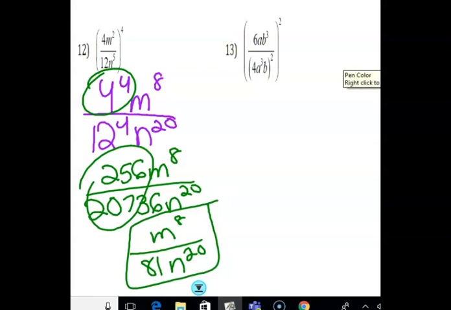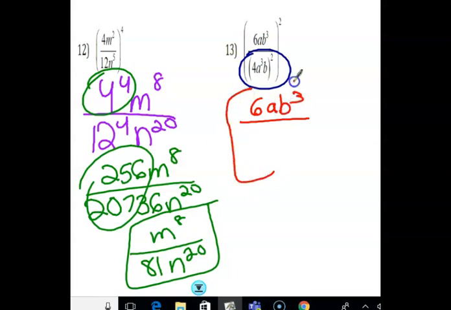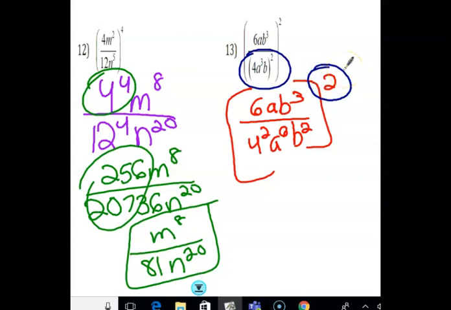Now I want you to try number 13. Now you need to do this power of a power first, and then do the whole thing. So I kind of will help you out for the first part. Then we have 4 to the 2nd, a to the 6th, b to the 2nd, and then we need to have this 2nd to everything inside. Then reduce and check back.